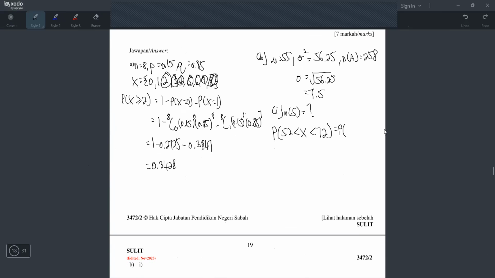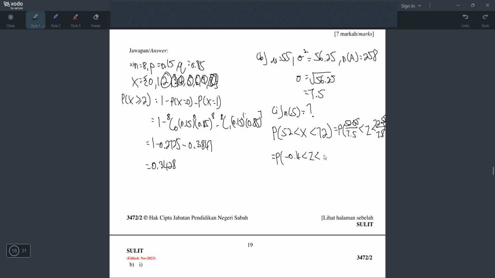So now you will convert this to Z. And how to convert? Take the X minus mean, divide standard deviation. So 52 minus 55, divide standard deviation 7.5, and this now you write Z already. And then this one will be 72 minus mean, which is 55, over standard deviation 7.5. Then now you can press your calculator and see what you get. 52 minus 55 equals, and then divide 7.5. My calculator gives me negative 0.4, and this will be Z. What about 72 minus 55 divide 7.5? My calculator gives me 2.26666.